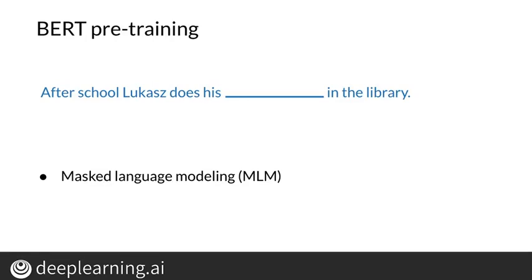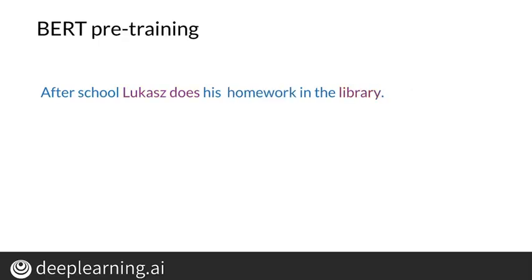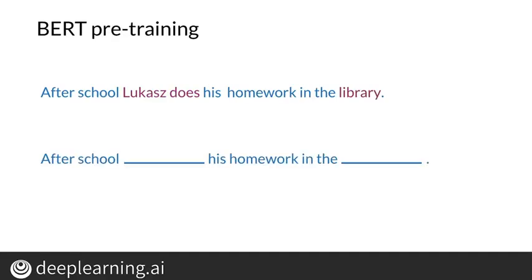To do so, usually you just add a dense layer after the Ti token and use it to classify after the encoder output. So you multiply the output vectors by the embedding matrix to transform them into vocabulary dimension, and you add a softmax at the end. This is another sentence: "after school, Lucas does his homework in the library," and then "after school, blank, his homework in the blank." So you have to predict "Lucas does," and then "library" also.